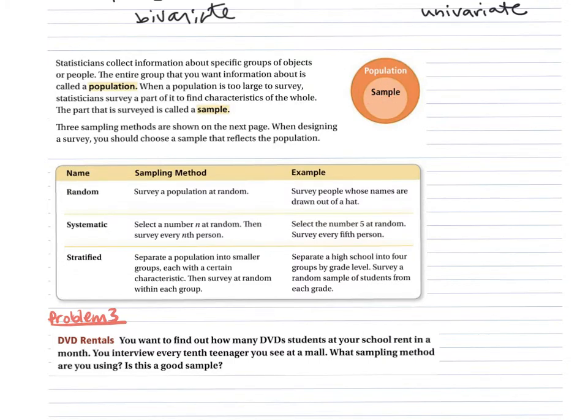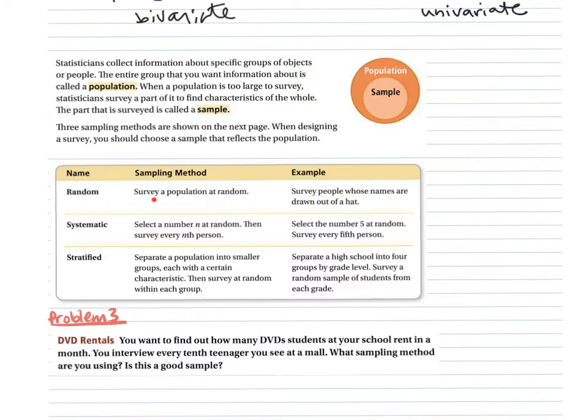And then here are three different sampling methods. It says next page. This is not the next page. This is from your book. When designing a survey, you should choose a sample that reflects the population. Okay, so if you have a random sample, right, you're just going to survey people in that population at random. So an example would be survey people whose names are drawn out of a hat, right?